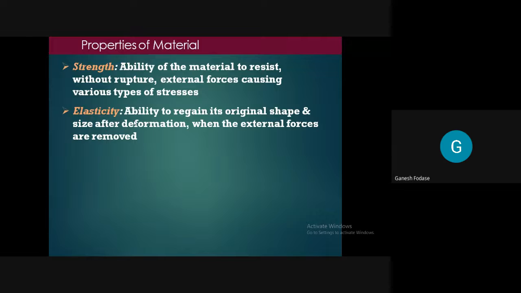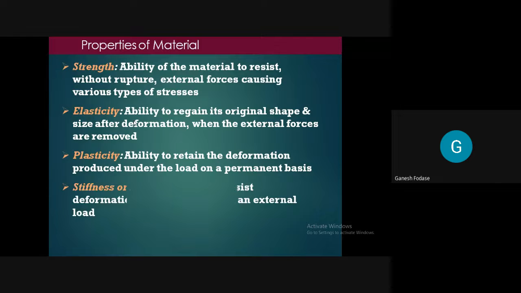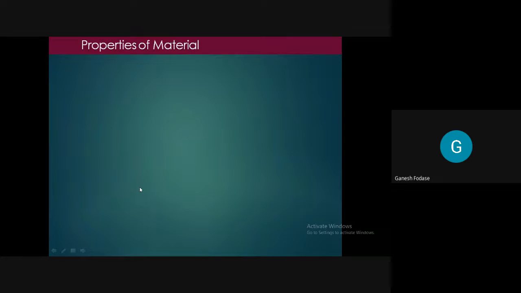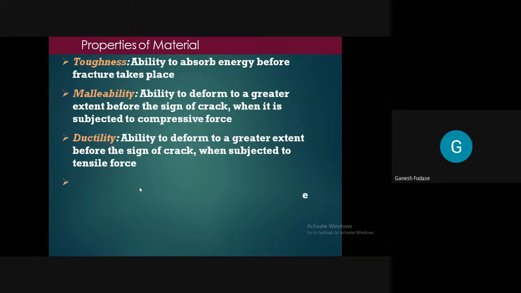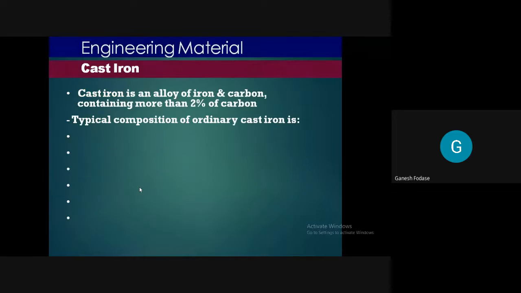The elasticity is known to you. Plasticity, stiffness or rigidity. I hope you understand all these terms in strength of material. What is elasticity? What is plasticity? Stiffness, rigidity. If you study strength, the stress strain curve, all these properties will be clear to you. I told you to study that topic. Then toughness, malleability, ductility, brittleness, hardness. I'm not going to repeat this because it is already known to you.